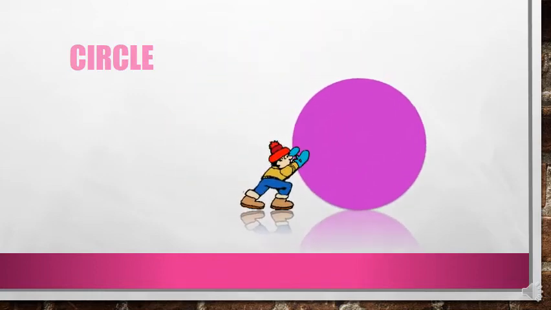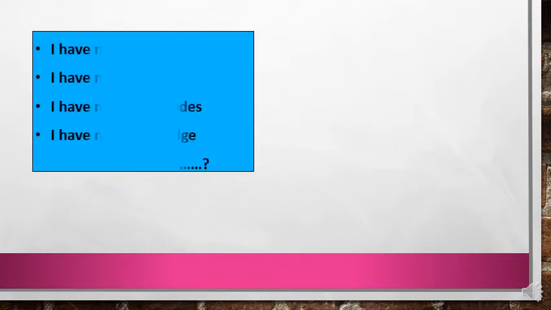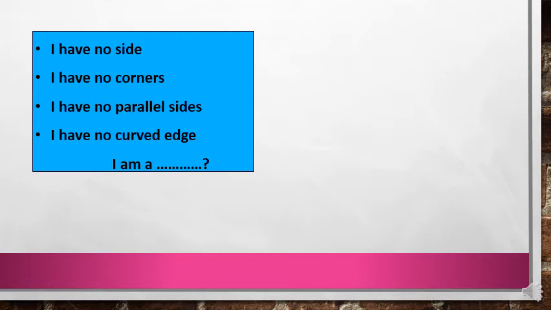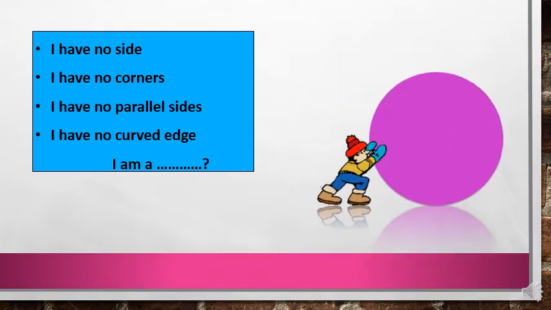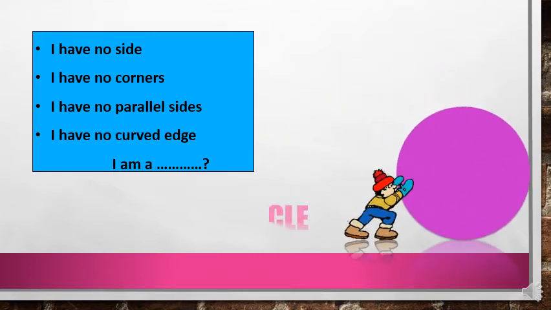The first shape is circle. I have no sides, I have no corners, I have no parallel sides, I have no curved edge. Who am I? I am a circle.